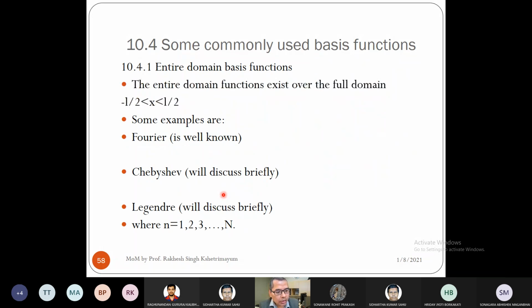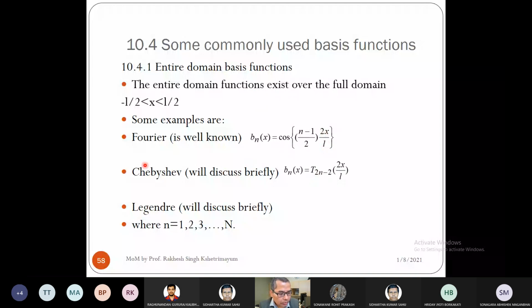So let's look at some of the entire domain basis functions. As I already told you, this entire domain basis function spans from minus L by 2 to plus L by 2, or 0 to L. Some examples are well known. For example, an entire domain basis function would be cosine of (n minus 1 by 2) pi x by L. L is the total length of the solution space.